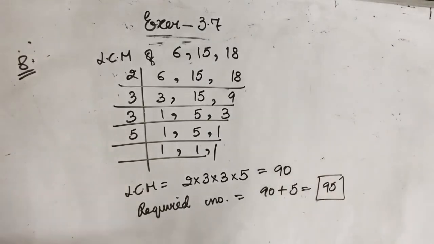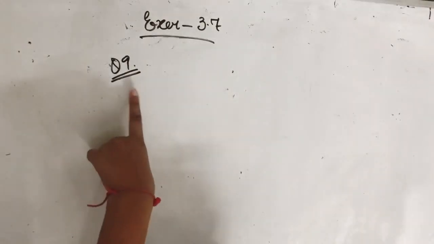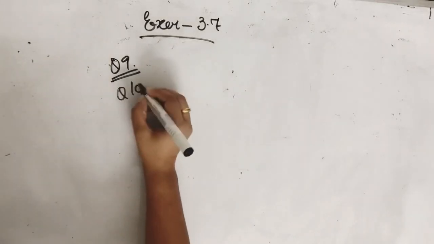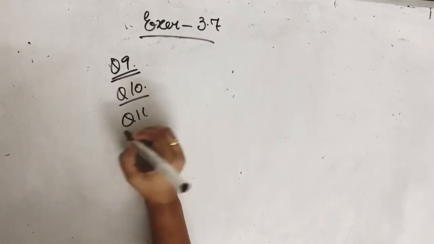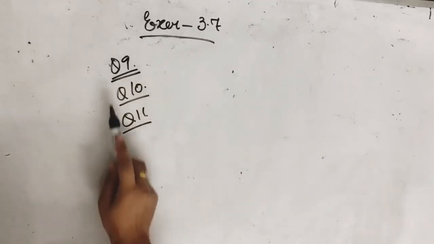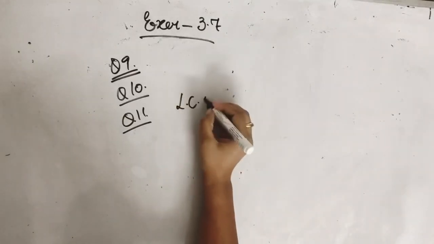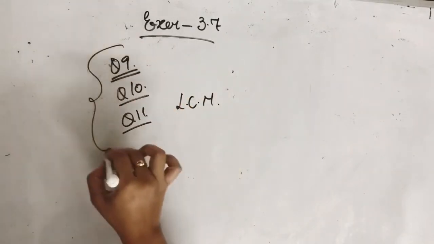This is the answer. Question number 9 is the same as question number 4 and 5. So we have already done that question. So you will do this question yourself. And also question number 10 and question number 11. These two questions are also very simple. You just have to find the LCM. So you have to do these 3 questions yourself.